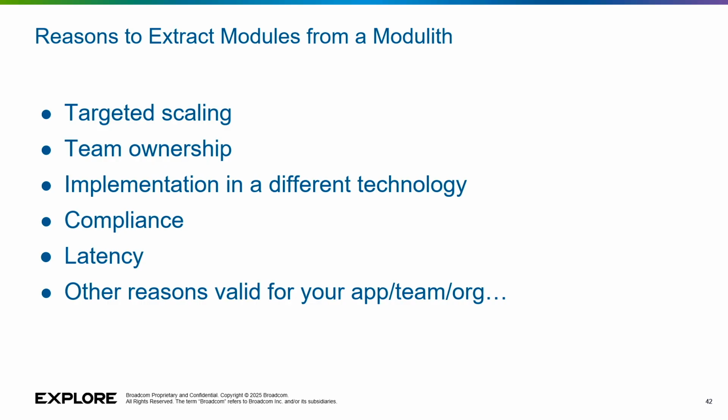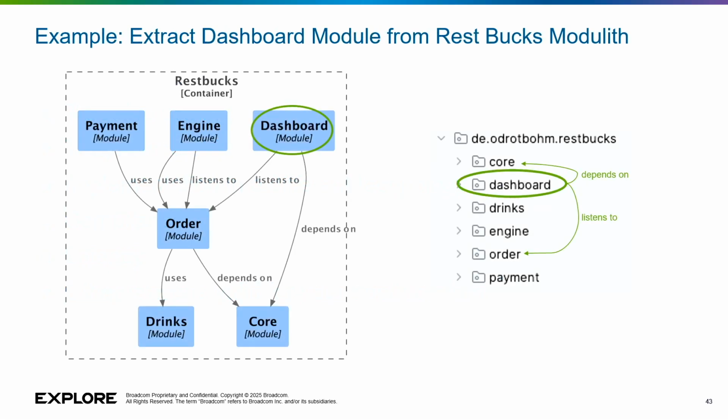It could be because it has a different scaling regime where maybe it's extremely popular. Like we're going to be talking about dashboard. Maybe it's getting hit so much that we're having to scale out our monolith just for that one service. So we may want to extract that out. We may have compliance issues where it cannot exist where it is currently at, and it needs to be moved somewhere else. And then we have many other reasons why we might want to extract a module out into a microservice.